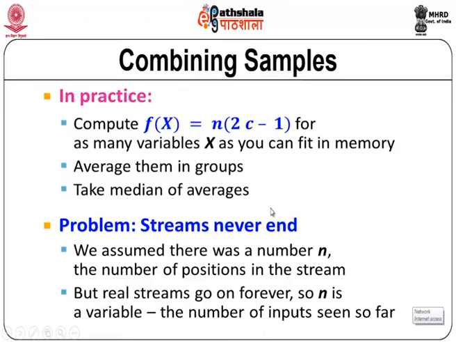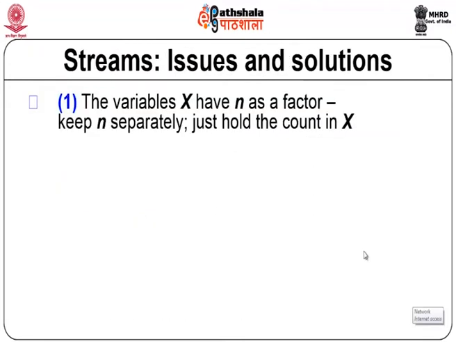When we work with a stream, we discussed the property that it is going to be infinite in nature. So, streams never end. That is, we have assumed there will be n which will be the maximum value, but in a real stream this n will grow. Therefore, surprise numbers will come into picture, and hence calculating the moment becomes a difficult task. So, what may be those issues and what may be the solution?